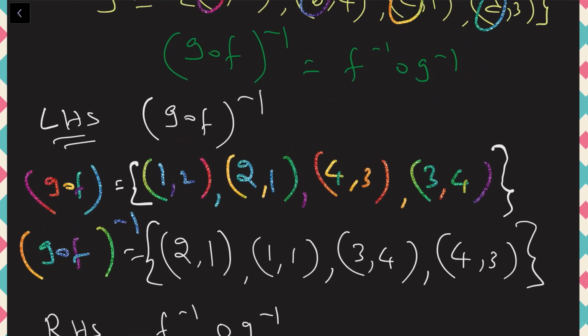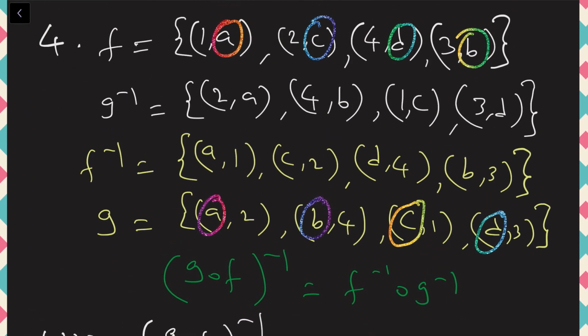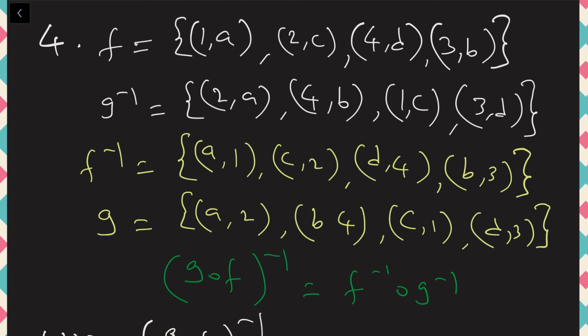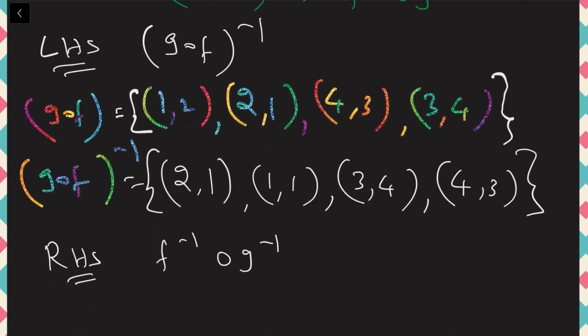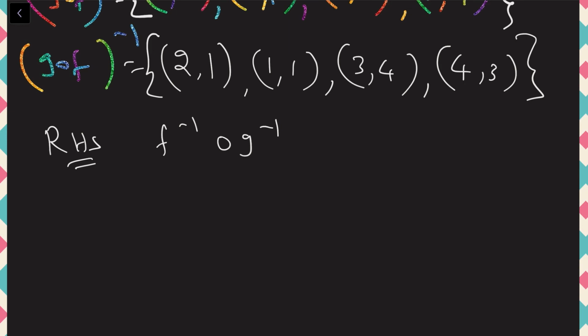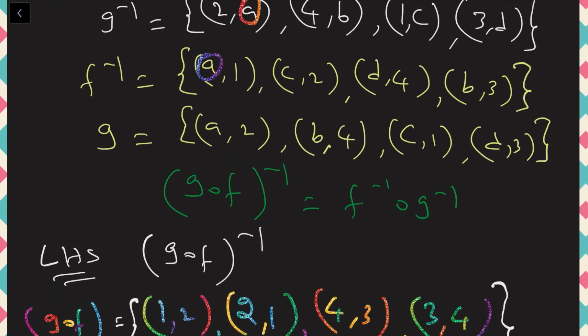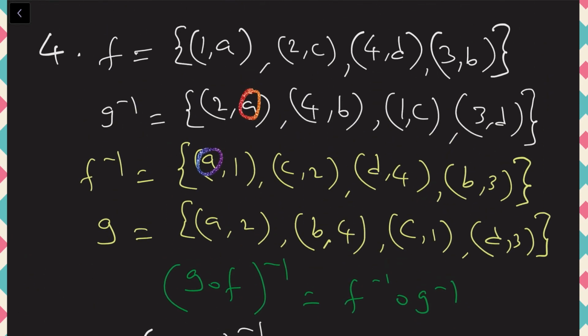Now let us check only the f inverse and g inverse functions. The remaining ones I'll try to remove so that we don't have any confusion. Now if we check only f inverse and g inverse, here if we remove a, we will get 2 comma 1.